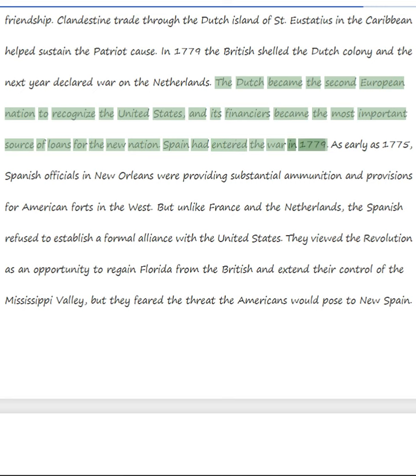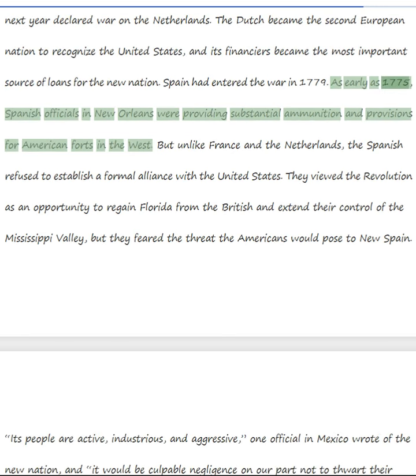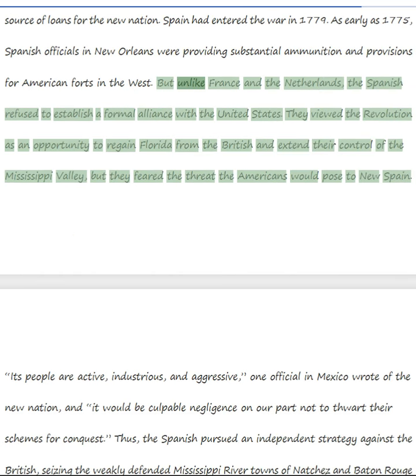Spain had entered the war in 1779. As early as 1775, Spanish officials in New Orleans were providing substantial ammunition and provisions for American forts in the West. But unlike France and the Netherlands, the Spanish refused to establish a formal alliance with the United States. They viewed the revolution as an opportunity to regain Florida from the British and extend their control of the Mississippi Valley, but they feared the threat the Americans would pose to New Spain.